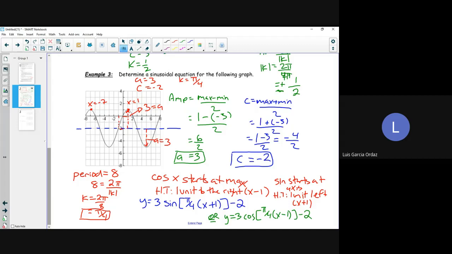So again, there's always two possibilities of which graph to use. Okay, so does this sound very straightforward so far?